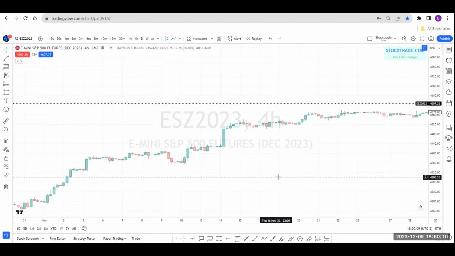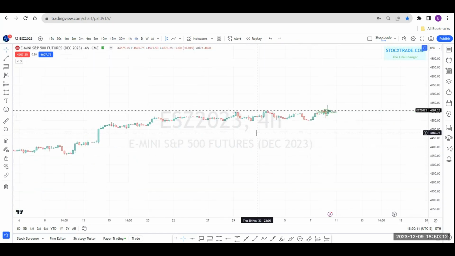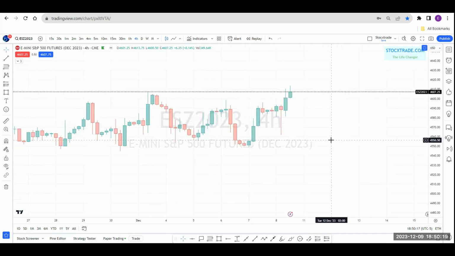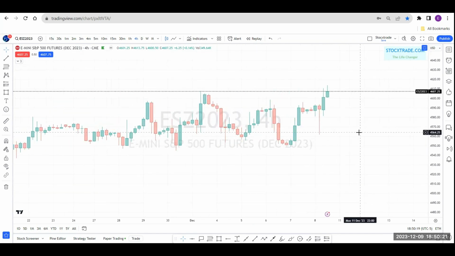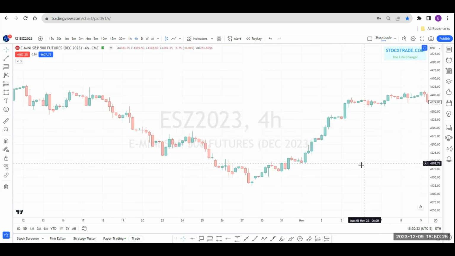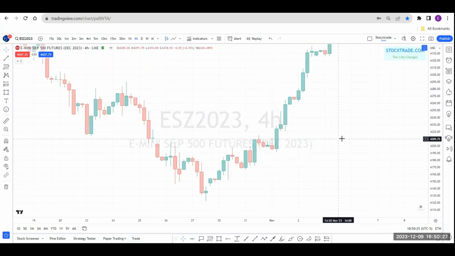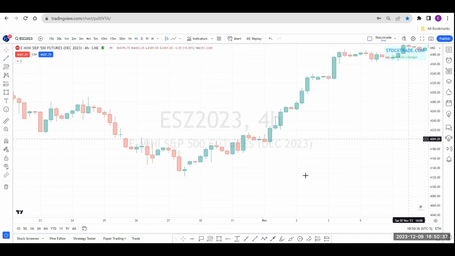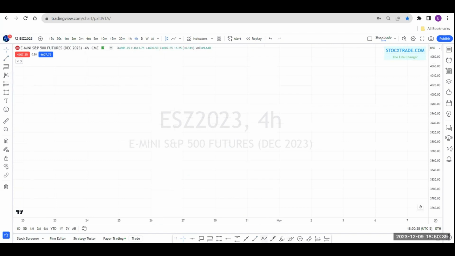If I see a high time frame, like this is the 4 hour time frame, how can we see whether the market is in a bullish direction or bearish direction? Before going towards the bias, I should tell you what your structure is, otherwise you will not understand.